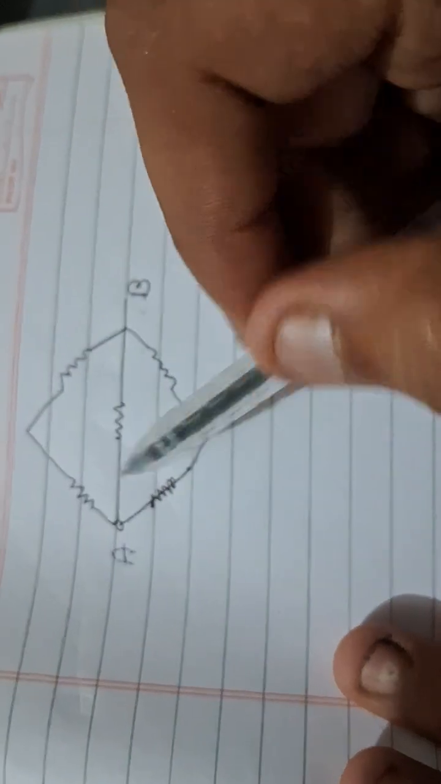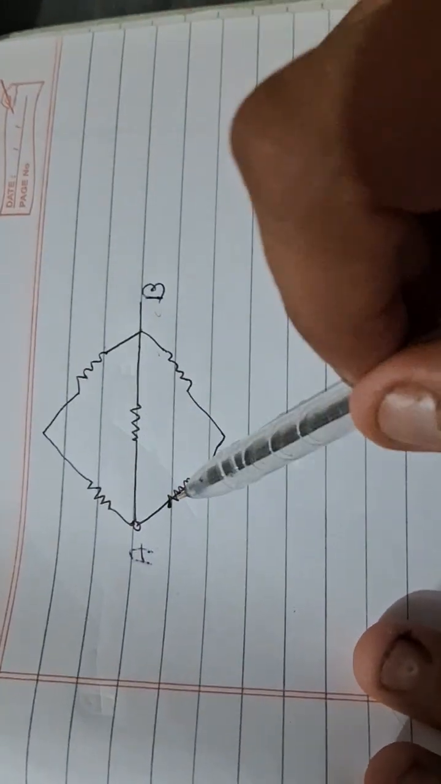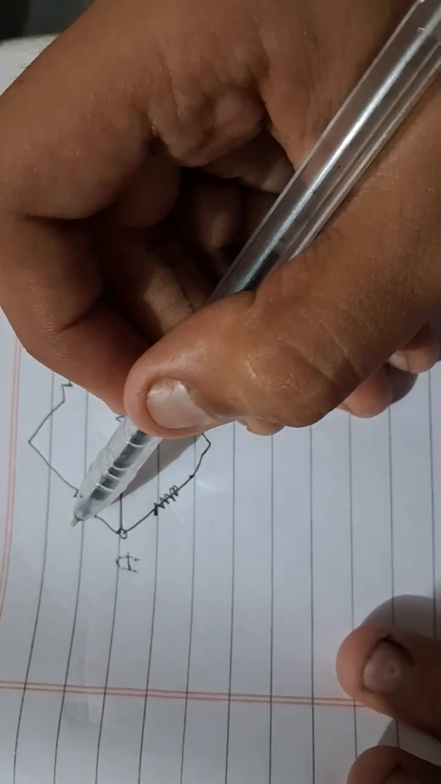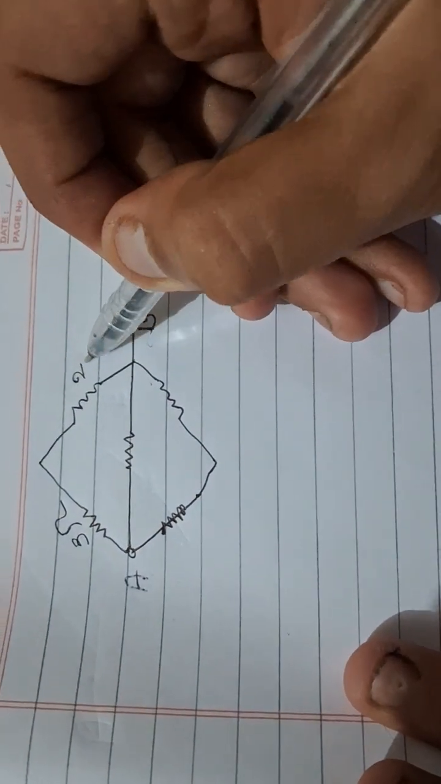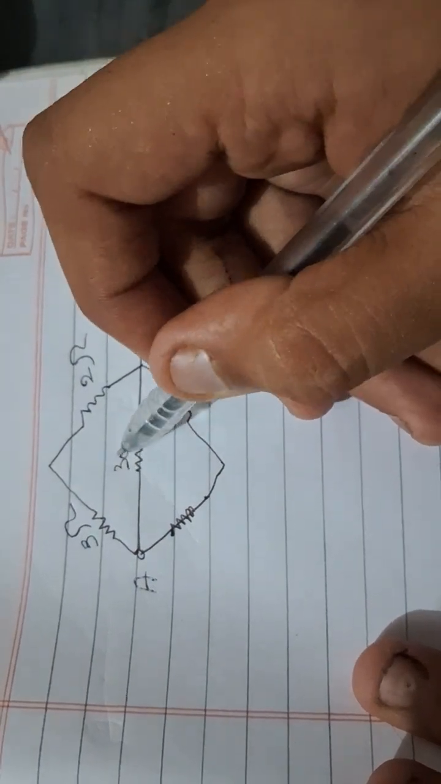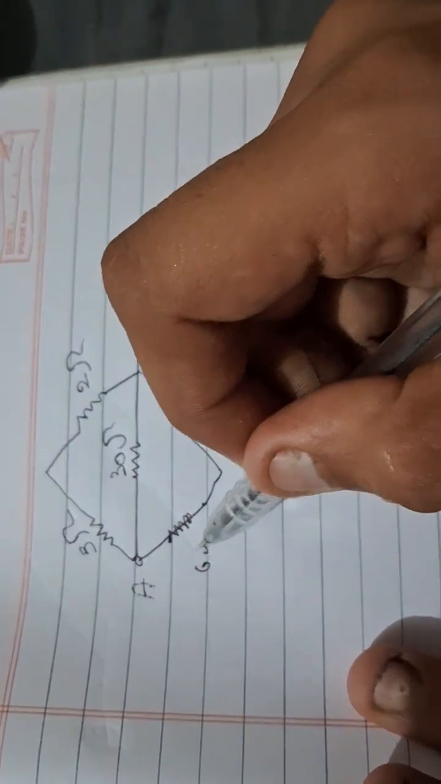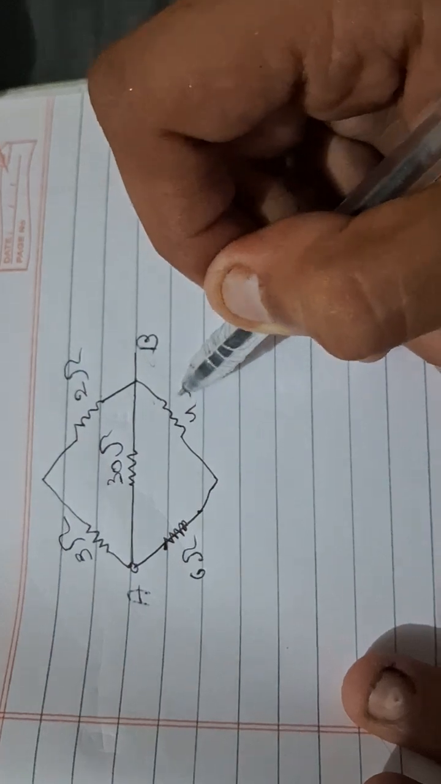So this is a question connected with five resistors. This resistor is of 3 ohm. This resistor is of 2 ohm. This resistor is of 30 ohm. This resistor is of 6 ohm and this is of 4 ohm.